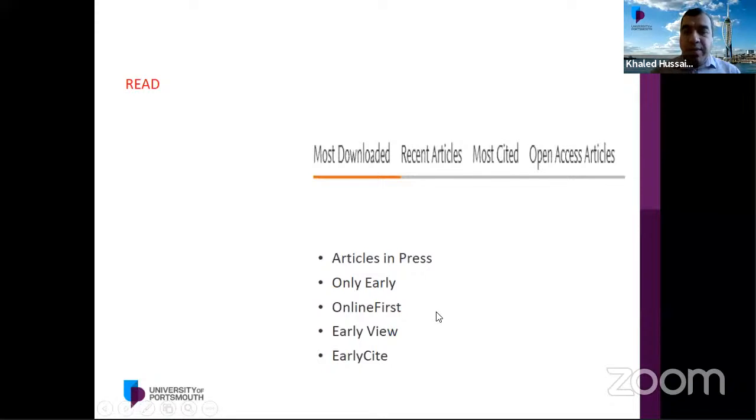Also, when you open any publisher, you will find articles in press, online first, early view, early cite. These articles have been accepted by the journal, but not published yet. So you might find some articles under these categories, and these articles will be published in 2022. So my advice to you, if you are searching for new articles, please try to find these articles in press, online first, early view, and early cite.